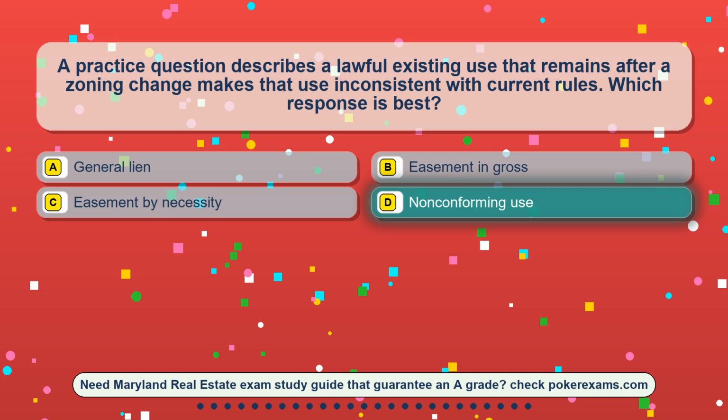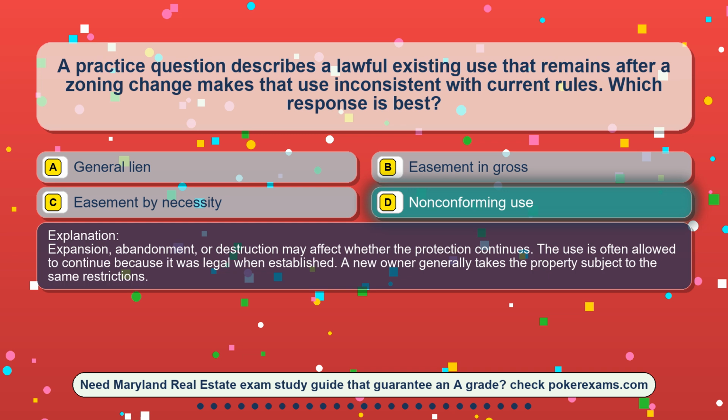The correct answer is option D, nonconforming use. Expansion, abandonment, or destruction may affect whether the protection continues. The use is often allowed to continue because it was legal when established. A new owner generally takes the property subject to the same restrictions.